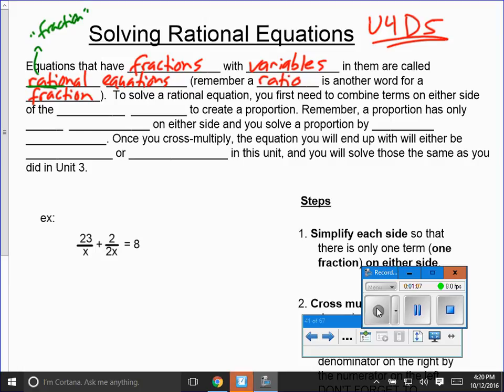So we're going to go through a couple different ways of solving a rational equation, but relating to what we've just done, one you can do is combine terms on either side of the equal sign to create a proportion. If you combine to where you have one fraction equal to another fraction, that's a proportion. Like we did in the video yesterday, you solve a proportion by cross multiplying. Remember, when we're setting that up, we have to narrow it down to where there's only one fraction on either side of the equal sign. And then you solve just like yesterday by cross multiplying.